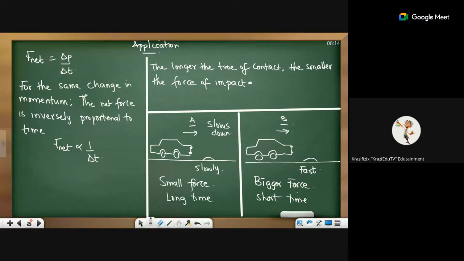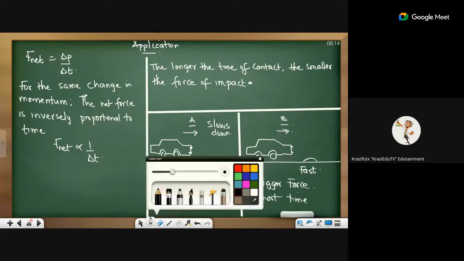Okay, sir, I don't know how to unmute myself. All right, okay. Grace, sir, what does the symbol after Fnet on the left side of the screen mean? Oh, this one talks about proportionality.